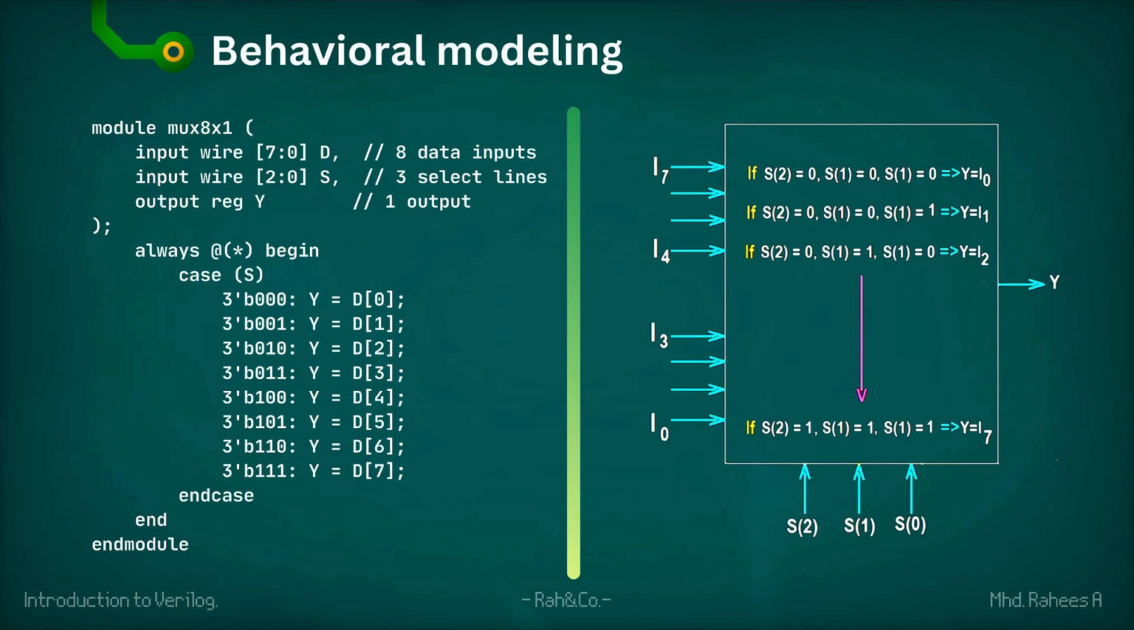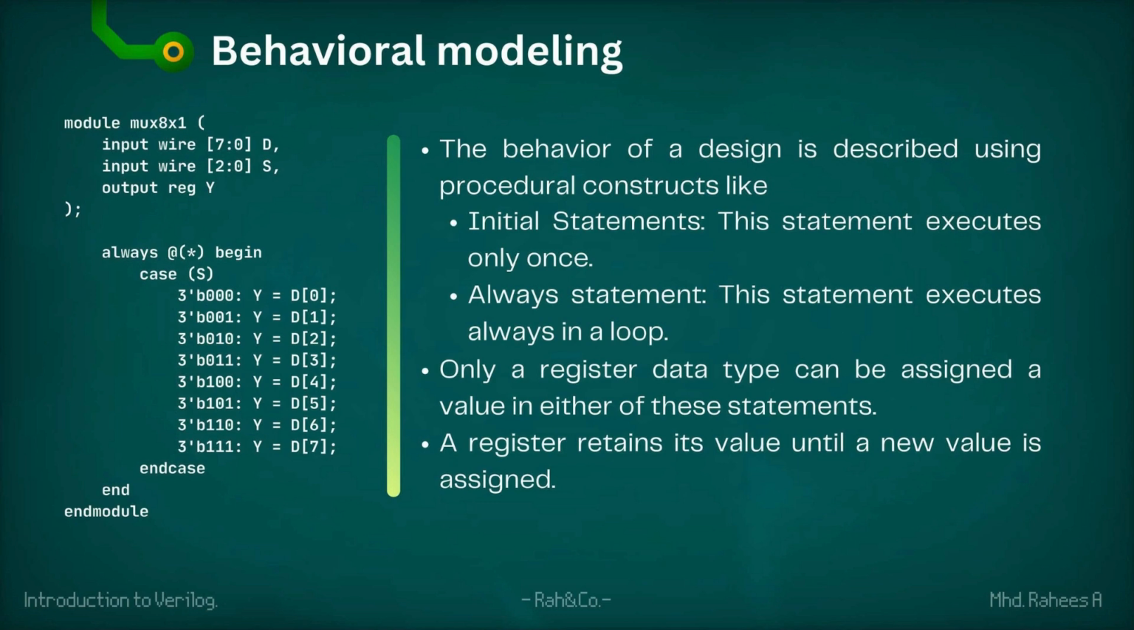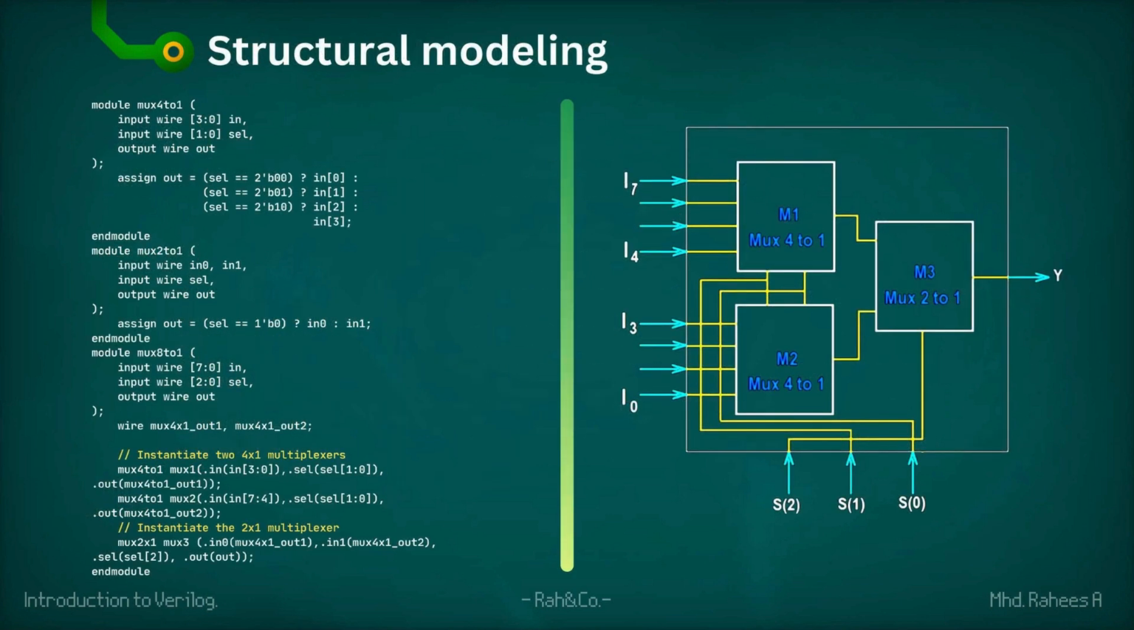If we are modeling a circuit based on its behavior, then that type of modeling is called behavioral modeling. The behavior of a design is described using procedural constructs like the initial statement and the always statement. The initial statement executes only once, whereas the always statement executes always, in a loop. Only a register data type can be assigned a value in either of these statements. A register retains its value until a new value is assigned.